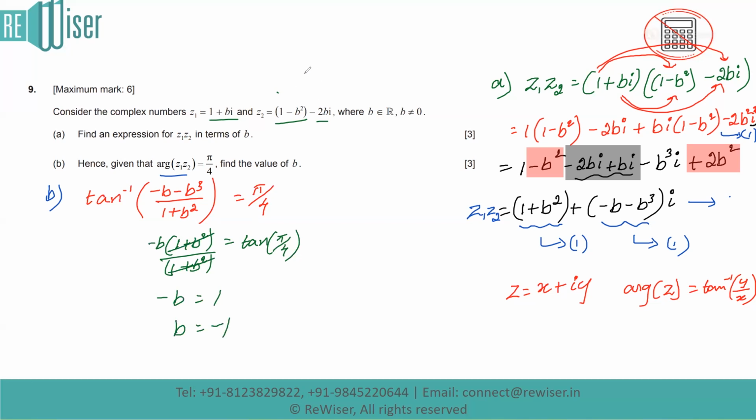And the 3 marks distribution goes something like this. 1 mark is for showing this step. The second mark is for doing all the simplification. And the third mark is for the final answer. So that's how the 3 marks are distributed for part B.